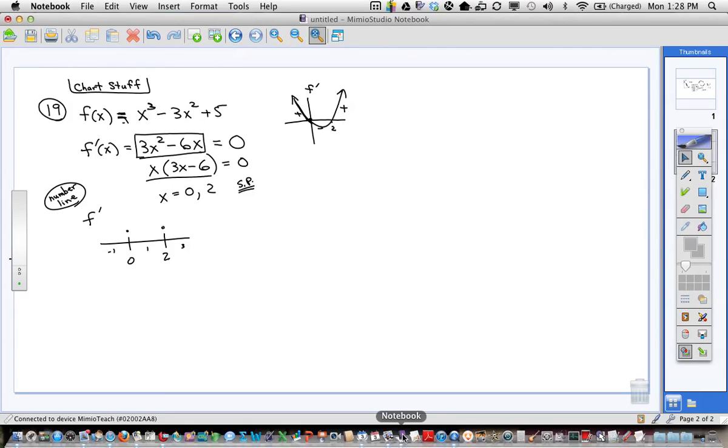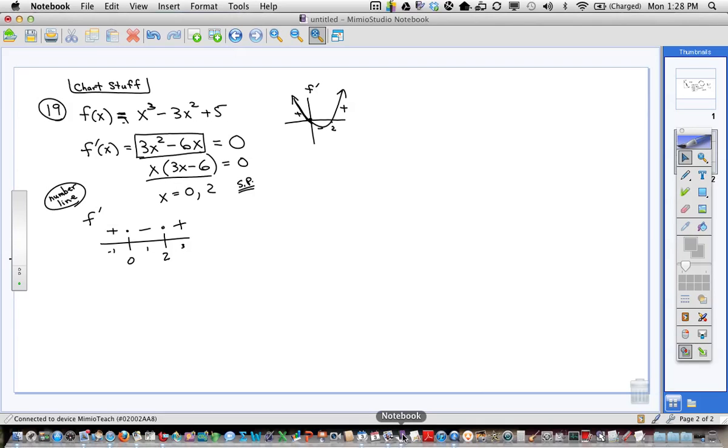So I put a negative 1 here. What do you get if you put negative 1 here? Negative 3 minus 6 is negative 9. I don't even care if it's negative 9. It's negative. Negative times negative is positive. Put a 1 in. I'd have 1 times 3 minus 6, which is negative. Negative times positive, negative. Put a 3 in. 9 minus 6 is 3. 3 times 3, 9, positive.